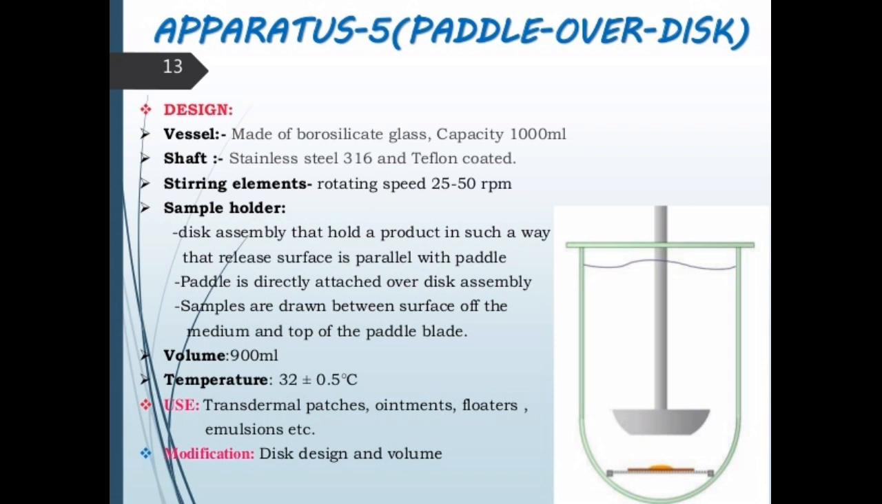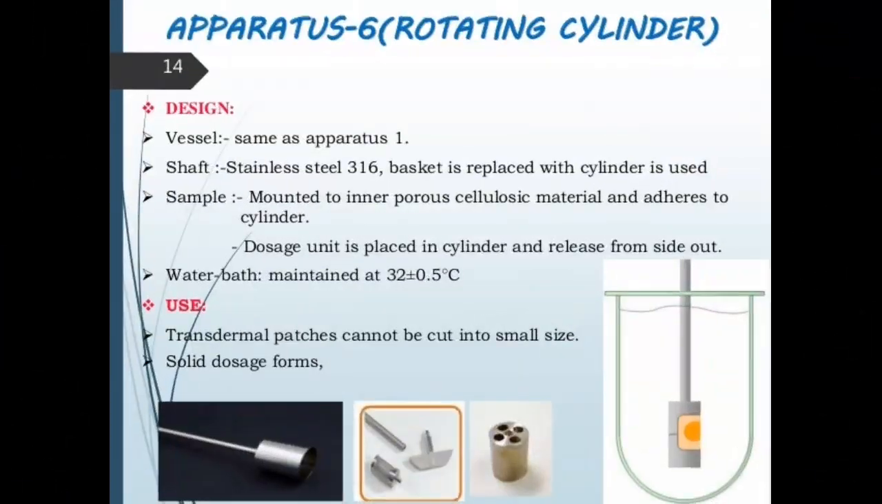Next you have type 5 dissolution testing apparatus, which is also called the paddle over disc type. These are similar to type 2 apparatus. The only difference is that a disc is placed beneath the paddle, and the formulation to be evaluated, which may be a transdermal patch or an ointment, is placed on that disc. Transdermal patches, ointments, floaters, and emulsions can be evaluated using the paddle over disc type. Capacity is again 1000 ml, made up of Teflon and stainless steel. RPM is maintained between 25 to 50.